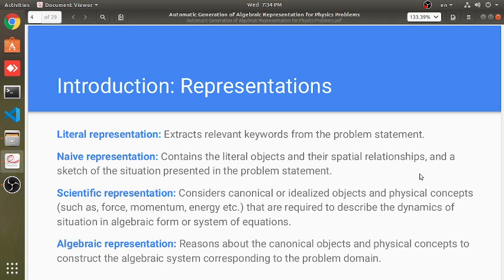So when we are talking about representations of higher form, which are for expert, motivated or learned people, those will be more towards the algebraic representation. And when we are talking about novice students who don't have much idea about physics problems, then we are talking about representations that are more of textual form, more towards literal representation. We'll discuss all these representations with an example in the following slides.